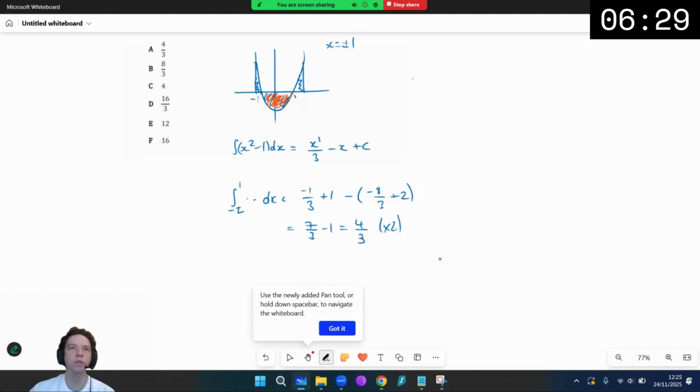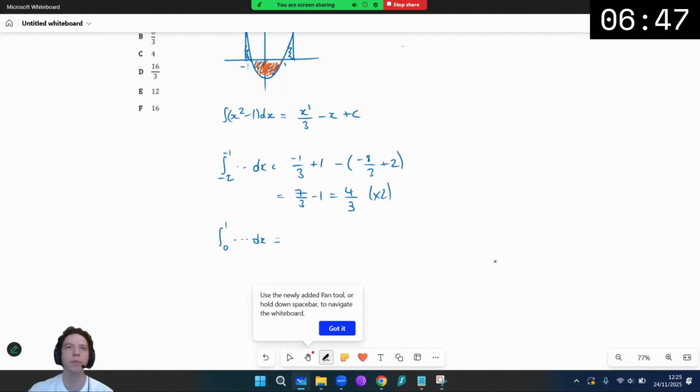Probably would have been easier to use the positive limits, but anyway. And then, you know what? I'll also use the symmetry here using the positive limits. I'll integrate between 0 and 1, right? And then just multiply the whole thing by 2.